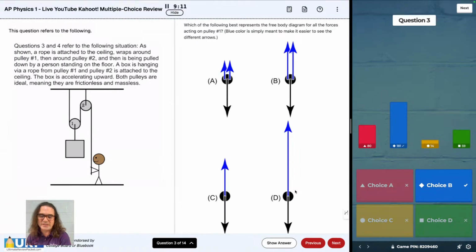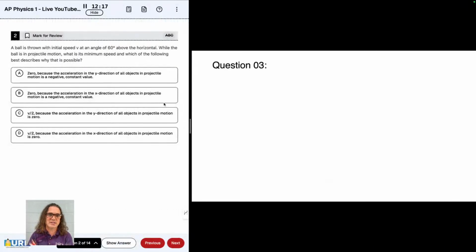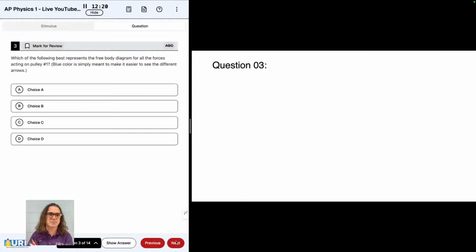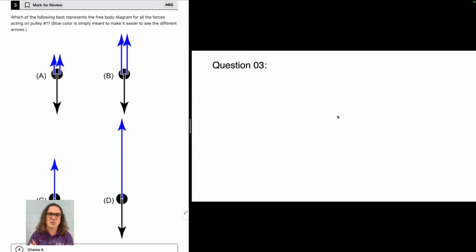All right, here we go. The correct answer is B. Let's talk about why. So, question 3. Which of the following free body diagrams best fits this? What we need to do is categorize the answer choices here, actually.